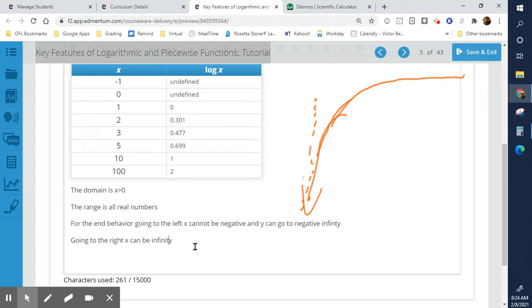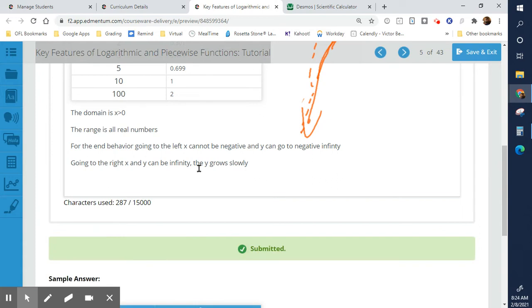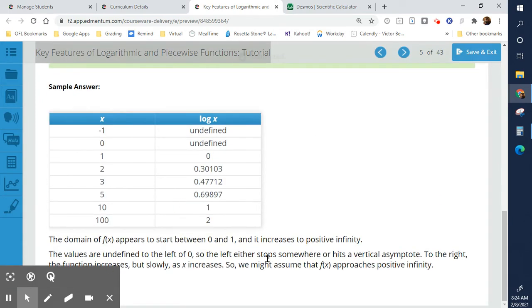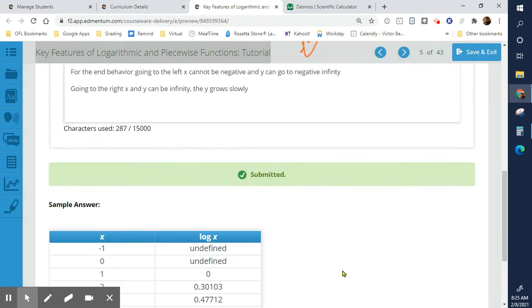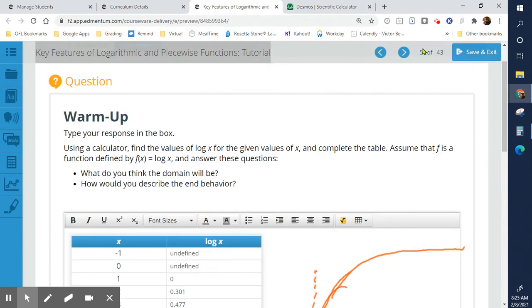X and y can be infinity. The y grows slowly, though. You don't even have to write that part. So something like that, just talking about it. We can see here how they're talking about how it goes into positive infinity and things like that. But make the language your own to understand it as best you can.